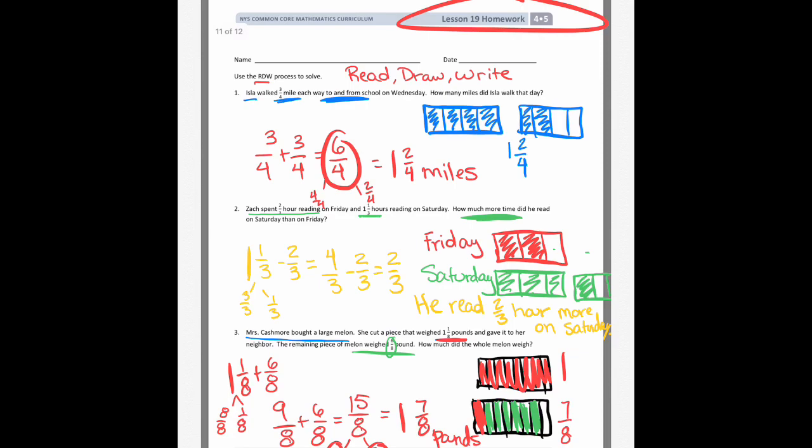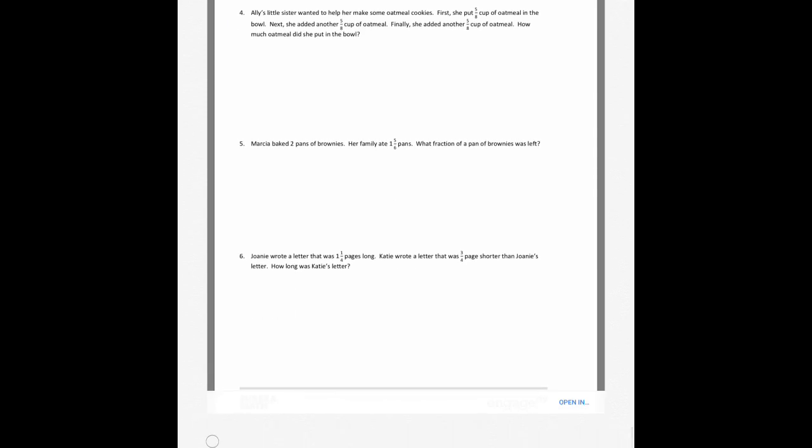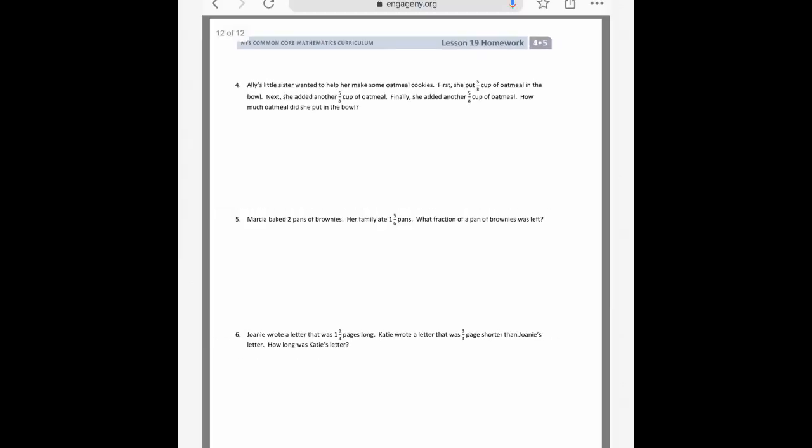So it's a 1 7/8 pounds melon. All right, let's go on to our second page. Number 4 says, Allie's little sister wanted to help her make some oatmeal cookies.